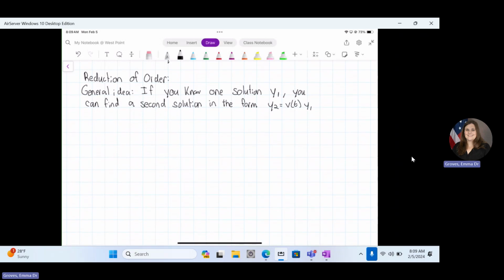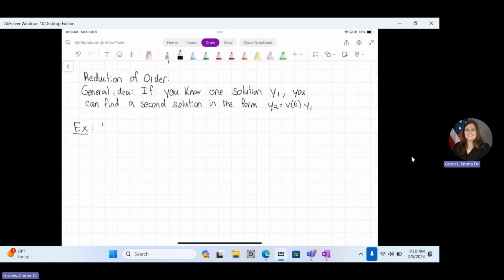So the question then is, how do we find v of t? It's definitely challenging. We're going to do a lot of changing of variables, which is not going to be fun, but we will eventually get there. So we're just going to go by example here.